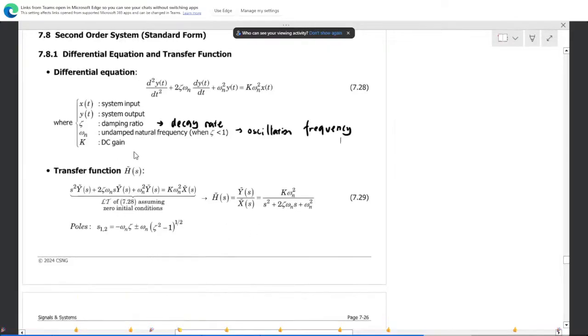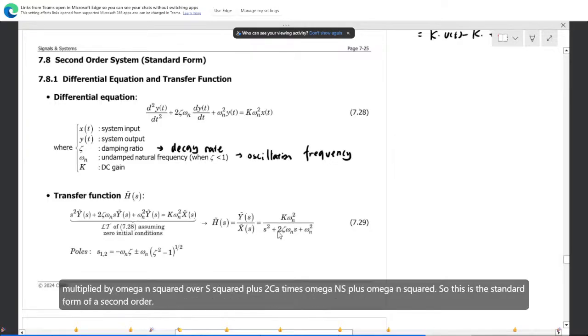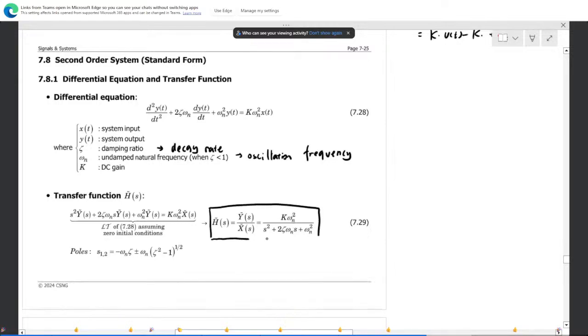So here, if we do the Laplace transform of this second order differential equation, we are able to get this equation here, and then we can obtain H(s) by using Y(s) divided by X(s), and it is equal to k multiplied by omega n squared over s squared plus 2 theta times omega n s plus omega n squared. So this is the standard form of a second order system.